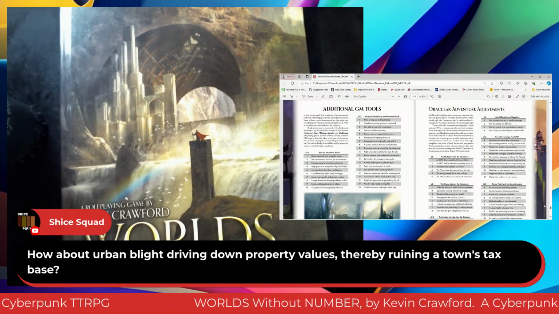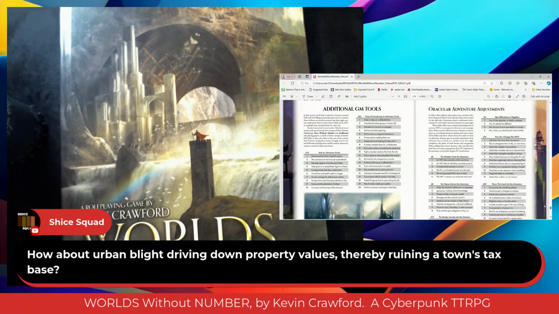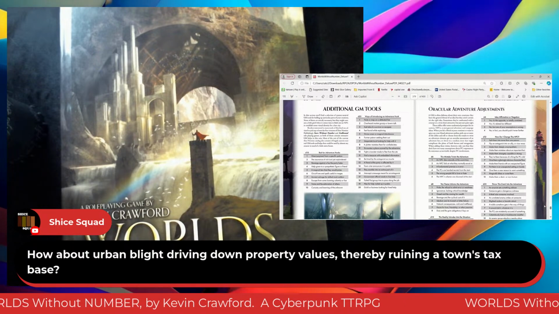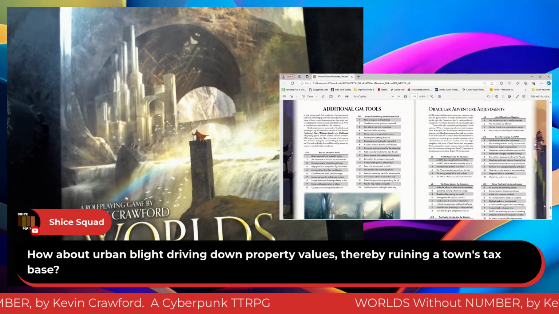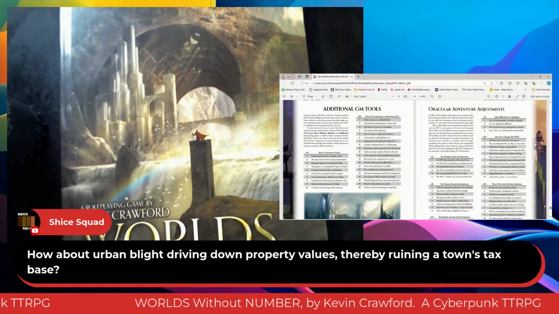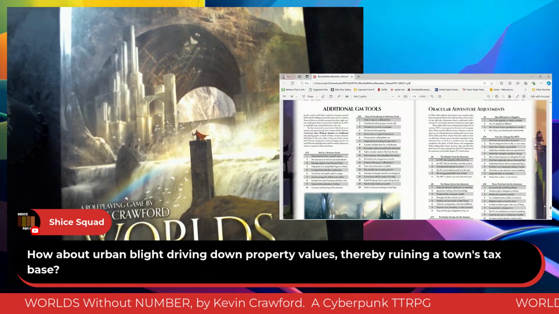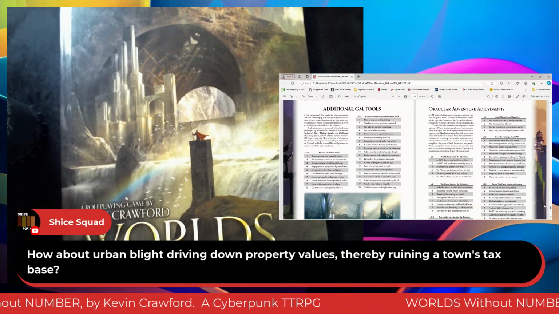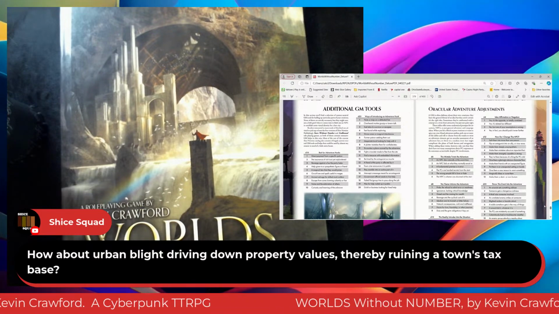Ocular adventure adjustments. A GM is often dubious about their own creations. They have the general thread of an idea, but they aren't certain it's the right idea. Sometimes they're confronted with a concept or a twist that's attractive, but just not quite right. And then here's some tables to affect it.